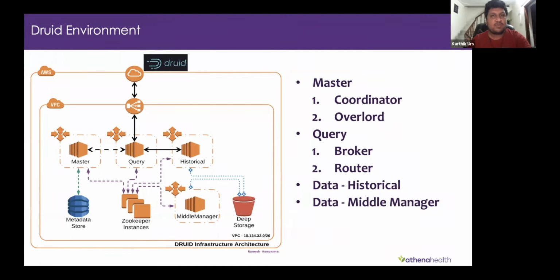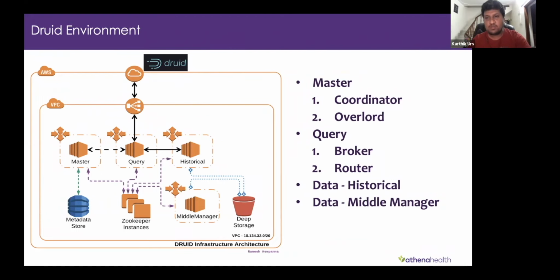So I just want to quickly run through the architecture we have for Druid. We have deployed the whole cluster on AWS. What you typically see here is what you would be used to at this point. We have master nodes and we have query nodes.